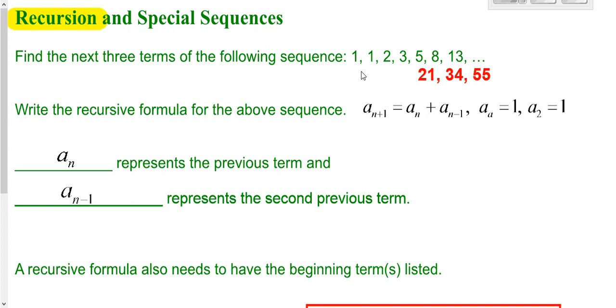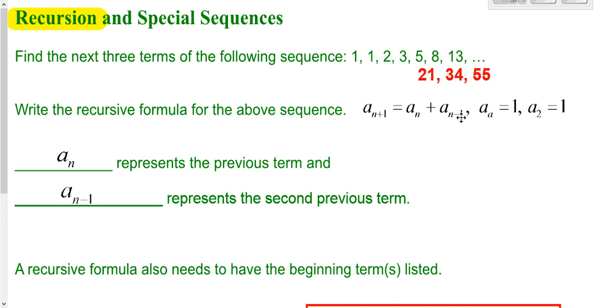Now, there's no easy way to represent the general form of our Fibonacci sequence. It's more easily represented in a recursive form, as in, what are you doing to one term to get to the next term? So we would write a sub n plus 1 equals a sub n plus a sub n minus 1. The a sub n term right here, the subscript is one smaller than what we started with here. So that means it represents the previous term.